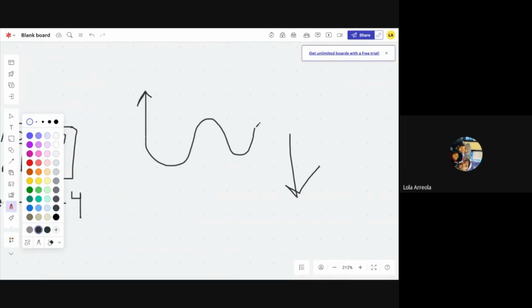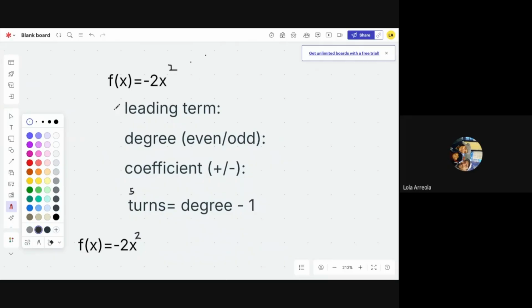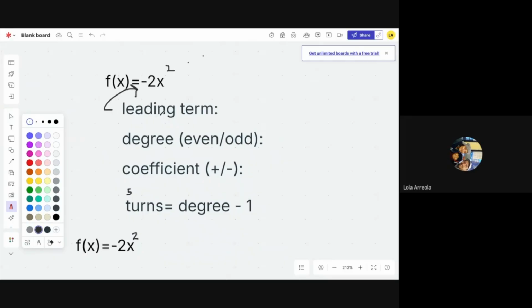1, 2, 3, 4, and we can count them. That's one valley, that's one hill, that's another valley, that's another hill. That's the total combination of hills and valleys, 4. Leading term is obviously this. There's no other terms to compare it to.